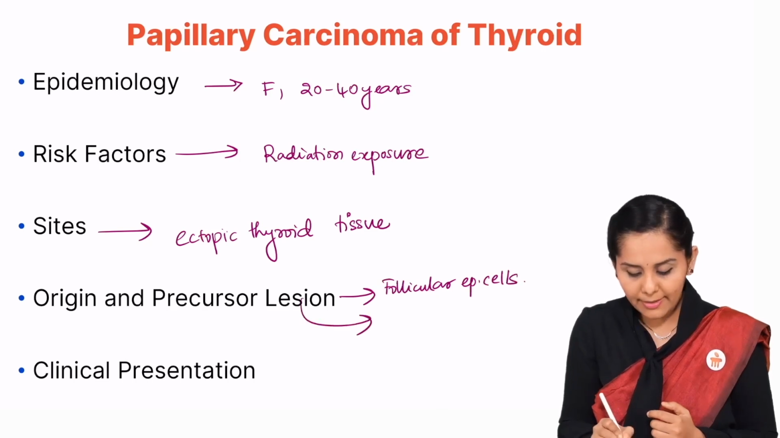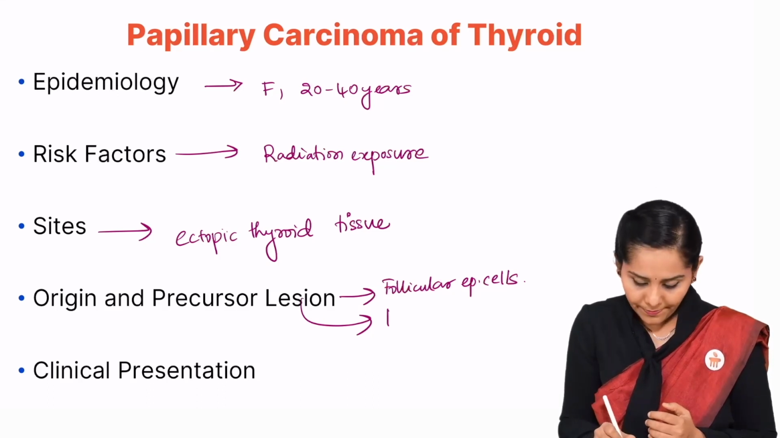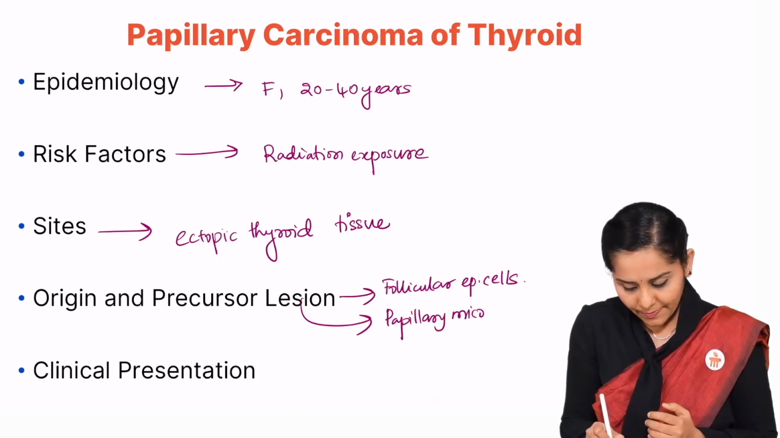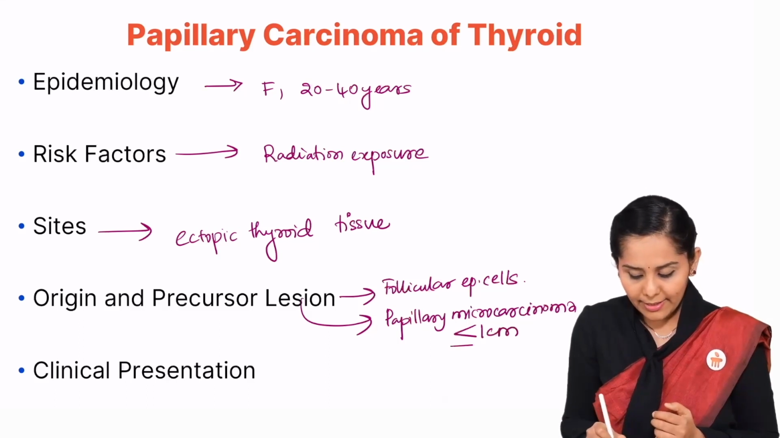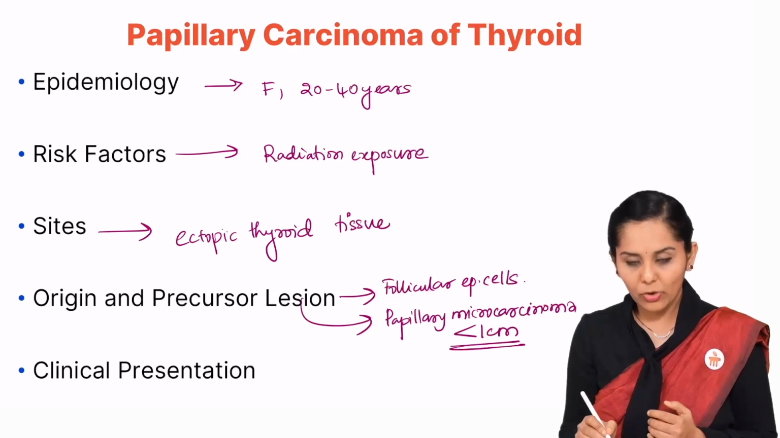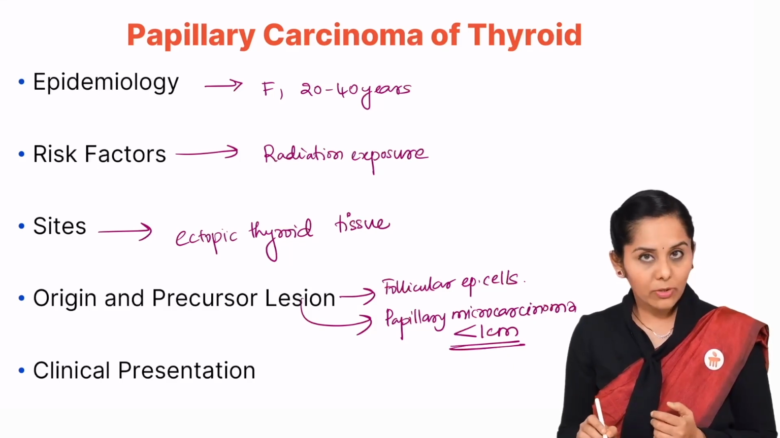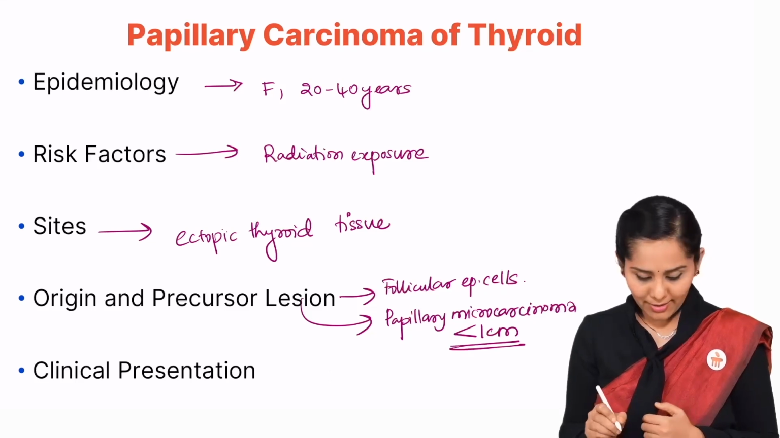And what is a precursor lesion? There is something called as papillary microcarcinoma, which will have all morphologic features related to papillary carcinoma, but the size is less than 1 centimeter in size. Very, very important. When size is less than 1 centimeter in size, you are going to call it as papillary microcarcinoma, and that is the precursor lesion for papillary thyroid carcinomas.